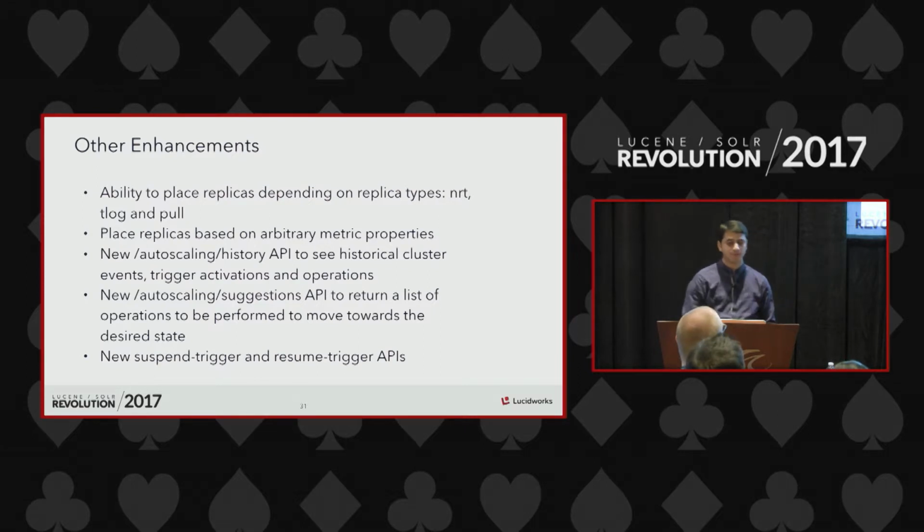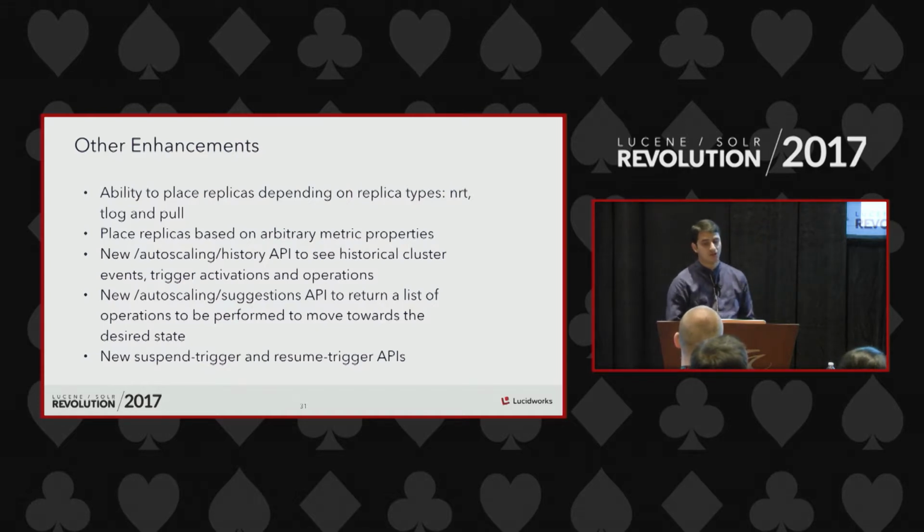There are a few more enhancements. There is support for placing replicas based on the type of replicas. So perhaps you want to place your NRT replicas on SSDs, and maybe you want to place the pull replicas on rotational disks or something like that. Maybe you want to place your TLOG replicas on faster machines because they are going to do indexing as well as querying, and your query replicas on not so beefy machines. As I said, we are going to add support in 7.1 for arbitrary metrics in the policies. So you can place replicas based on arbitrary metrics which are exposed by the metrics API.